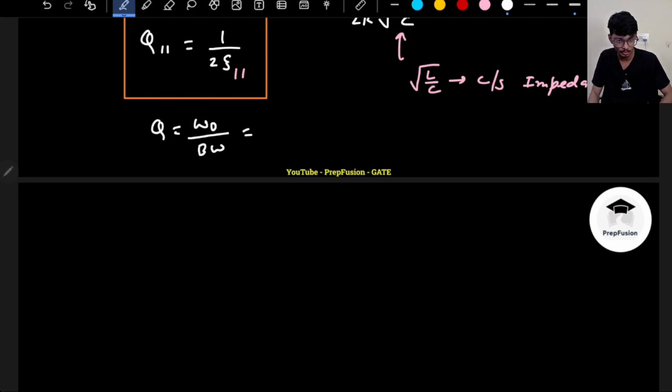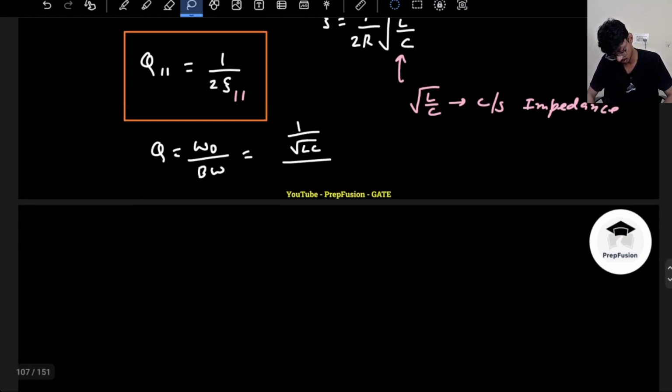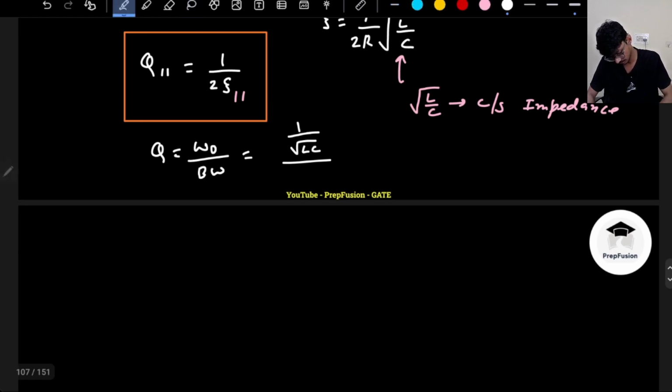So in this case, what is omega naught? Omega naught is 1 by under root LC, that does not change. But what is the bandwidth? The bandwidth has changed now. Bandwidth is 1 by RC, sorry. Bandwidth is 1 by RC, right? Yes, bandwidth is 1 by RC.